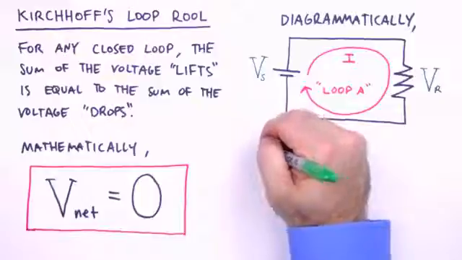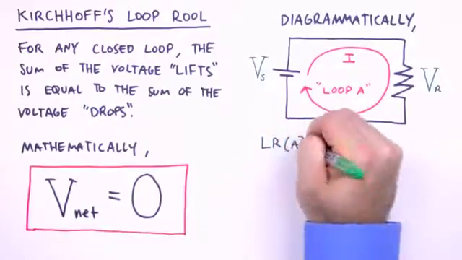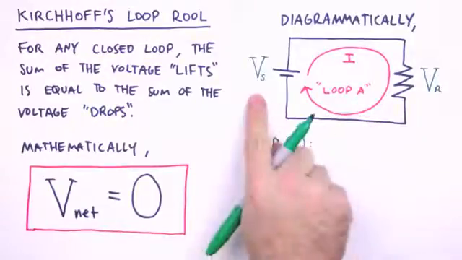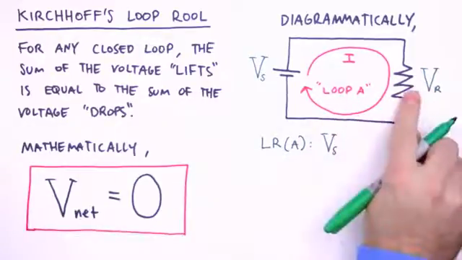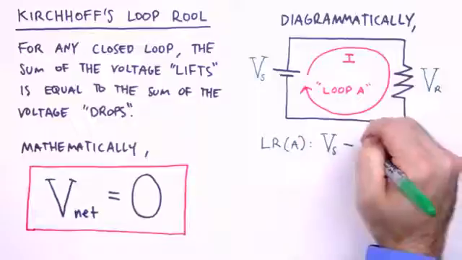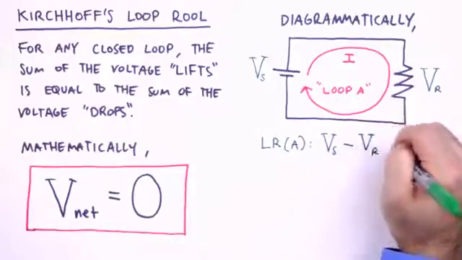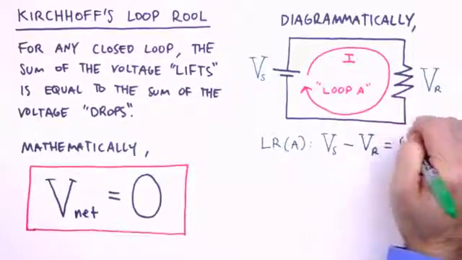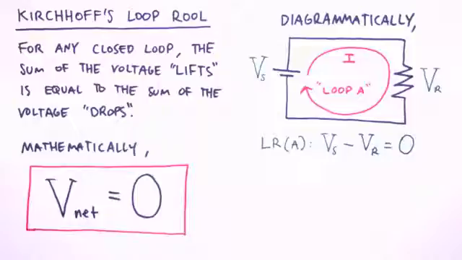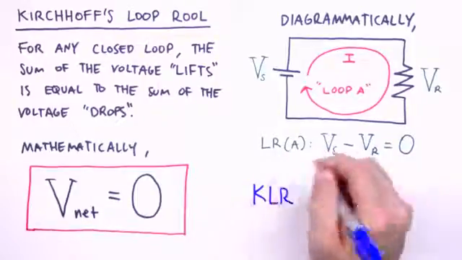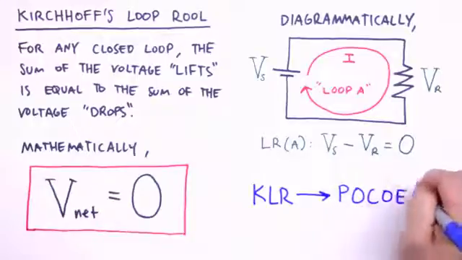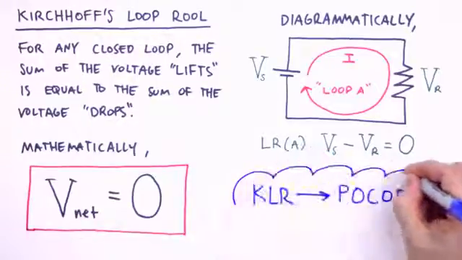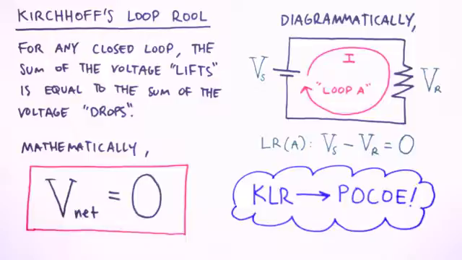Okay, to apply the loop rule to loop A, we'll travel clockwise around the loop summing voltages. Starting on the bottom left, we'll have positive V sub S, a voltage lift, and then moving around to the other side, we'll have negative V sub R, a voltage drop. We set that equal to 0, and that is how we apply the loop rule. By the way, Kirchhoff's loop rule, like the junction rule, has its physical roots in a conservation law, namely the principle of conservation of energy.